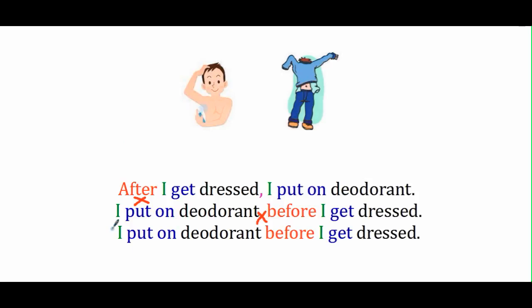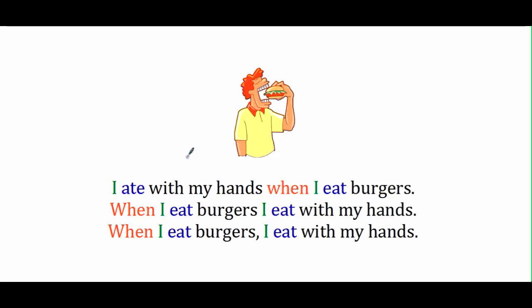And now the third example, I put on deodorant before I get dressed. So we have the subject and we have the verb in the main clause. And in the adverbial, we have the adverb, the subject, and the verb. And the main clause is first and there's no comma, so this is correct. I put on deodorant before I get dressed.